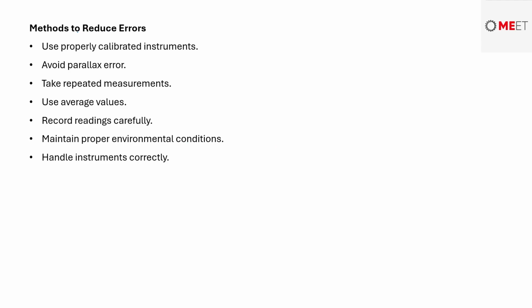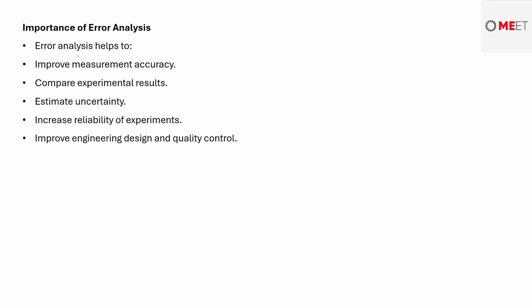Next, methods to reduce errors. Use properly calibrated instruments. Avoid parallax error. Take repeated measurements. Use the average values. Record the readings carefully. Maintain proper environmental conditions. Handle the instruments correctly. The importance of error analysis is to improve measurement accuracy, compare the experimental values, estimate the uncertainty, increase the reliability of experiments, and improve engineering design and quality control.